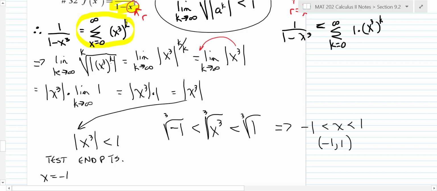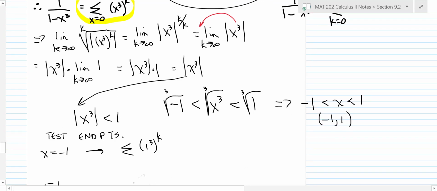Okay, that's what we're going to test. So what you need to do is, when you test -1, you're going to do the series of 1 to the third to the k. You don't have to write down the x equals, or that should be x equals 1 to infinity. Don't worry about that. So that's going to be the series 1 to the 3k, okay, which is what?